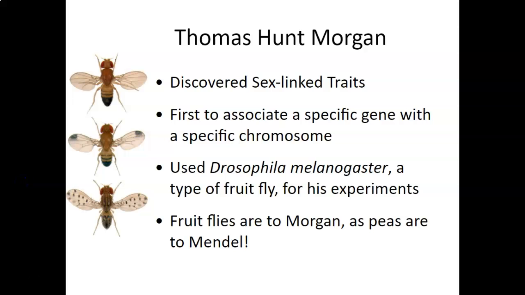We've talked about this before, but Thomas Hunt Morgan is famous for discovering sex-linked traits. He was the first to associate genes to a specific chromosome. So while Mendel was able to determine that these genes pass on, I don't know how, but there's dominant and recessive, and they don't seem to be tied together, they just independently assort, Morgan was able to say, no, no, no. This gene is tied to this specific chromosome, and here's my proof.